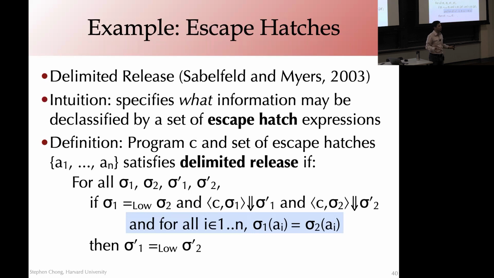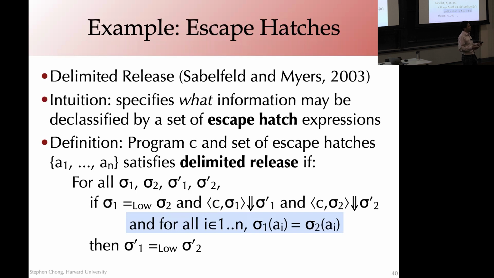Any questions about this? Yeah. It seems that here we could have exactly the same definition as non-interference by just putting the label low on the A1, the AI. Yes, this definition does look very similar to non-interference if those expressions A1 through AN were labeled low.